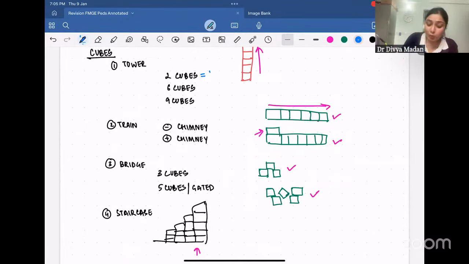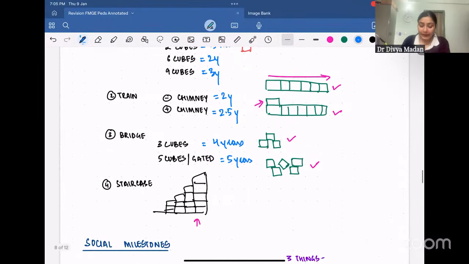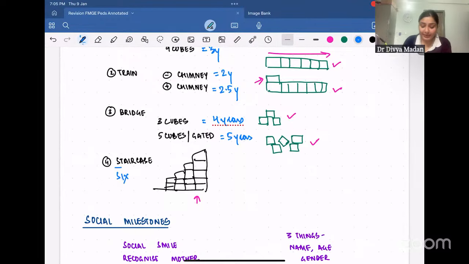So 2 cubes tower, the child can make in 15 months of age. 6 cubes at 2 years of age, 9 cubes at 3 years of age. Train without chimney, 2 years. With chimney, 2.5 years. Bridge, 3-gated, 3 cubes, 4 years. And 5-gated, 5 years. And finally, S for staircase, S for 6. The staircase the child can make at 6 years of age. Right?